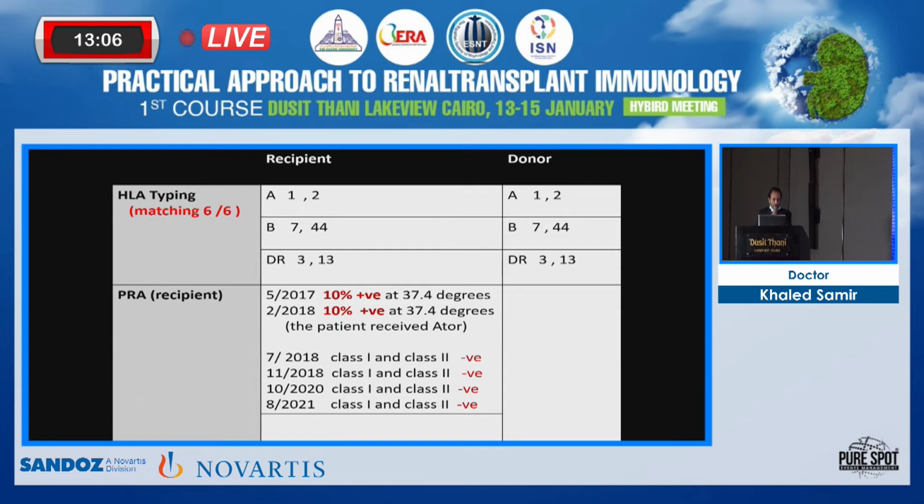Her first PRA was done in May 2017. It was 10% positive at 37.4 degrees. After 9 months it was repeated and remained 10% positive. In that period, the patient was receiving treatment. After 5 months again, in July 2018, the PRA was negative on class 1 and class 2. It was repeated again 4 months later in November 2018, and it was also negative. Then in October 2020 also negative. And the last one was in August 2021, before the transplantation, and it was also negative.